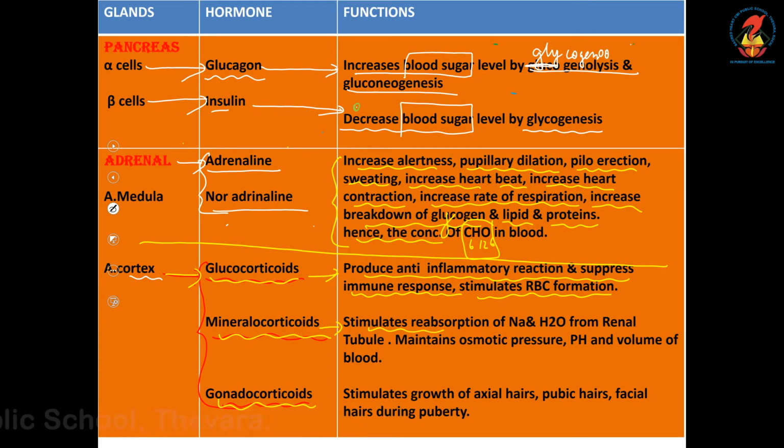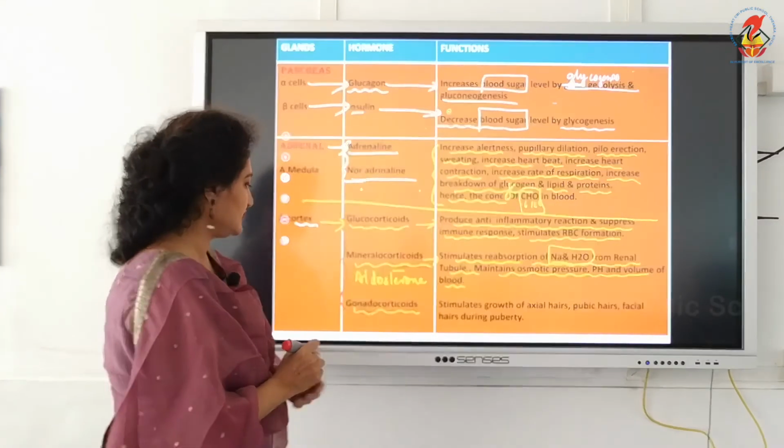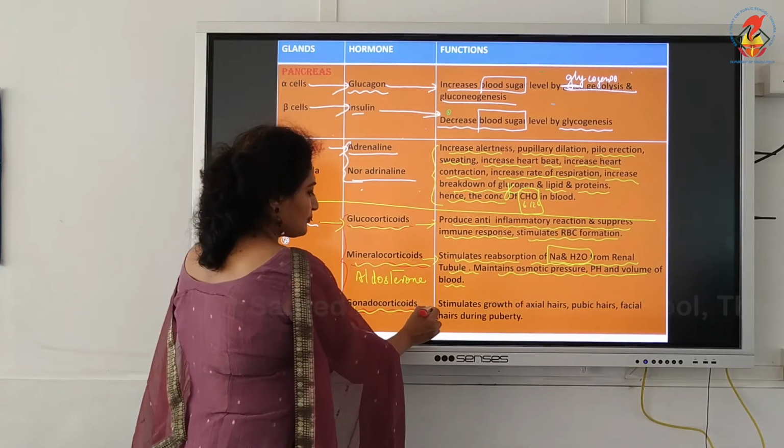Mineralocorticoids help in the reabsorption of sodium and water from the renal tubule and maintain the osmotic pressure, pH and volume of the blood. We have learned that aldosterone is a mineralocorticoid which helps in the reabsorption of water and sodium from the renal tubule. We have already learned that.